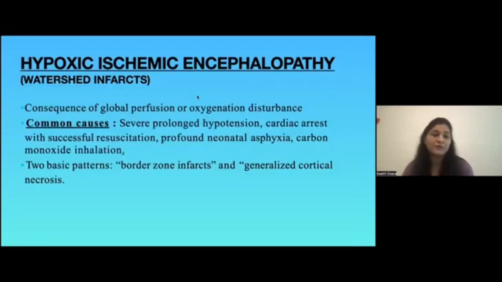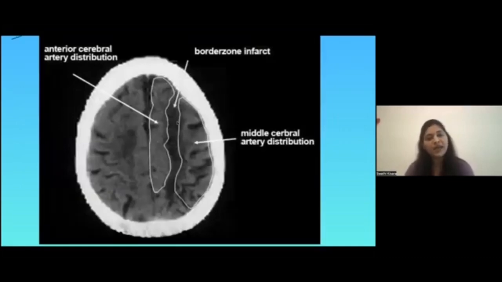Now, coming to watershed infarcts, the most common cause is hypoxic ischemic encephalopathy. It is the consequence of global perfusion or oxygenation disturbance in the brain. And the most common causes of HIE are severe prolonged hypotension, cardiac arrest with successful resuscitation, profound neonatal asphyxia, and carbon monoxide inhalation. Two basic radiologic patterns can be identified in HIE, and they are border zone infarcts and generalized cortical necrosis. So this is an axial CT image showing a border zone infarct between the ACA and the MCA distribution.